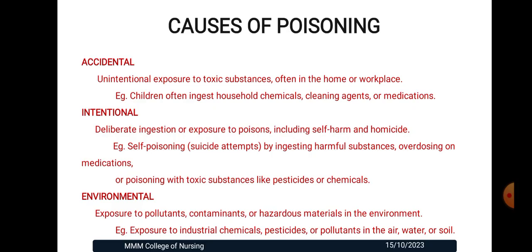Causes of poisoning: Accidental, that is unintentional exposure to toxic substances, often in the home or workplace. Example: children often ingest household chemicals, cleaning agents, or medications. Intentional, deliberate ingestion or exposure to poisons, including self-harm and homicide.